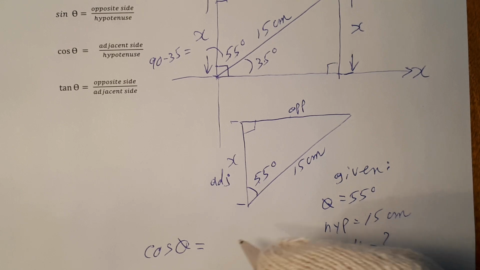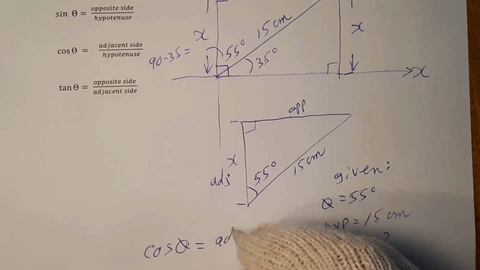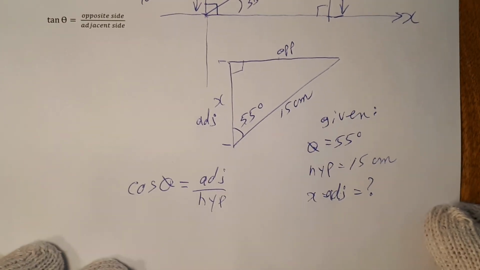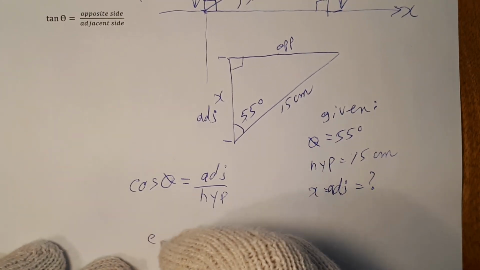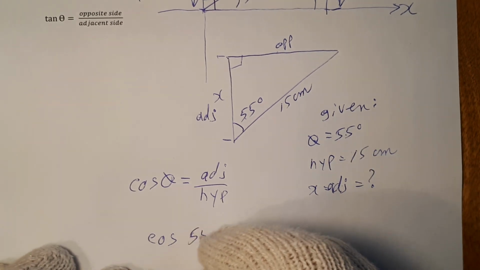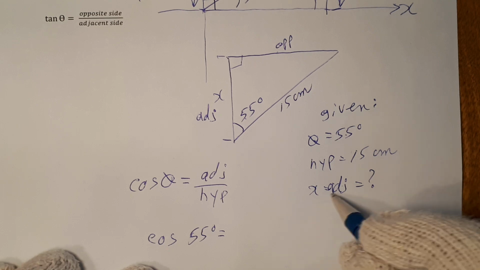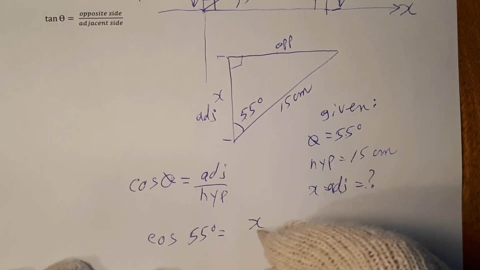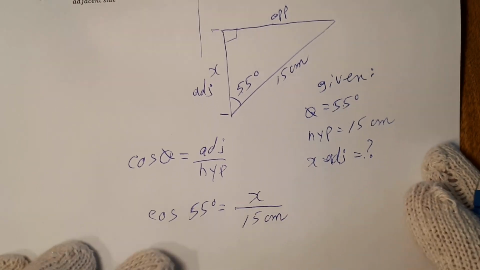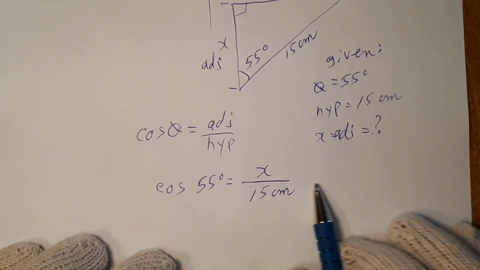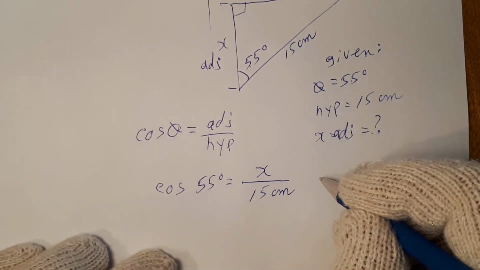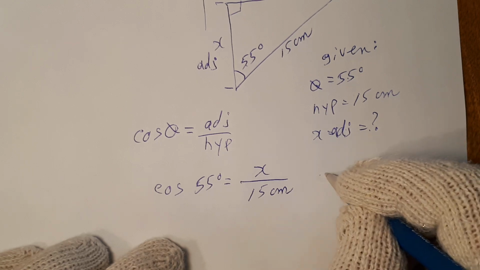Cosine theta is equal to the adjacent divided by the hypotenuse. Putting in the values, cosine, now the angle that we have here is 55 degrees. It's equal to the adjacent, which is what we were looking for, x, divided by the hypotenuse, which is 15 centimeters. Again, the trigonometry at this point is complete. All that's left now is to do a little bit of algebra.